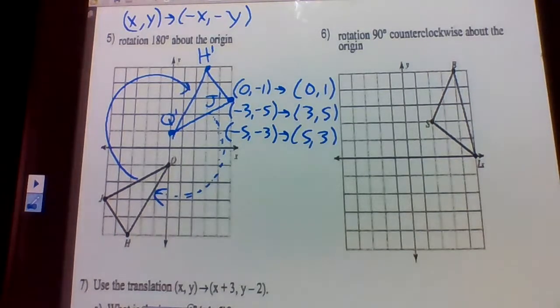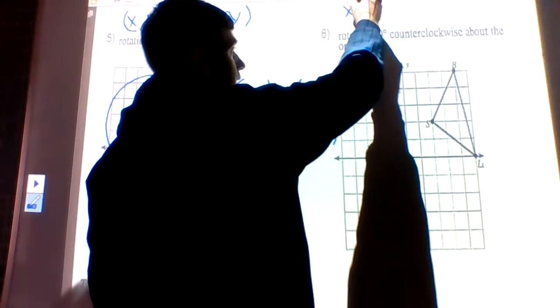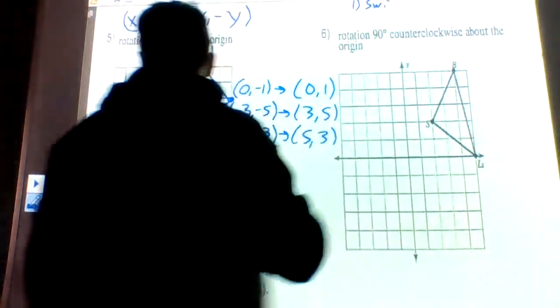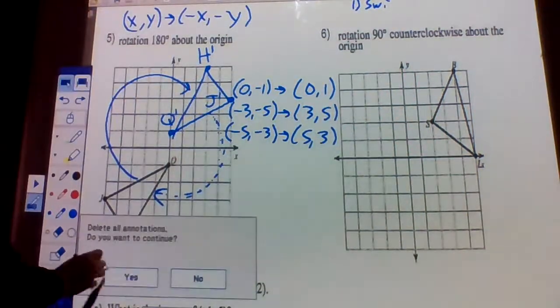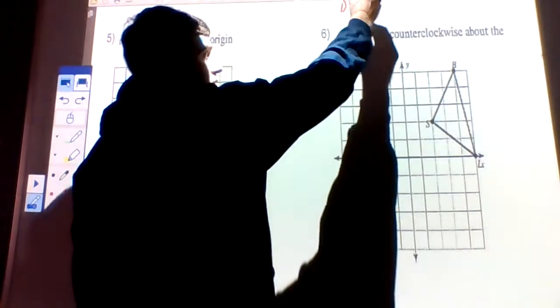Okay, number 6. We're going 90 degrees counterclockwise. So our origin's here. Our rule for this, again, has 2 steps. One is switch the coordinates.